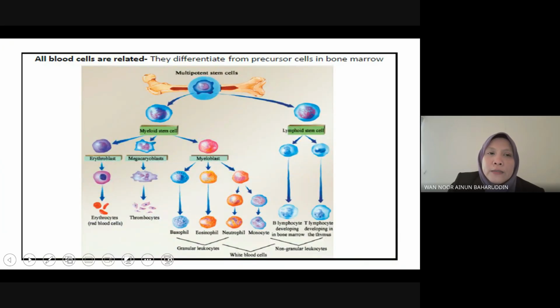Okay, for example, all bloods are related to multipotent stem cells. Okay, this one specialized myeloid stem cell boleh give rise into sama ada sel darah merah, sel darah putih, ataupun thrombocytes untuk faktor bagi darah untuk membeku. Or we do have lymphoid stem cells to produce B lymphocyte ataupun T lymphocyte untuk secondary immune response.